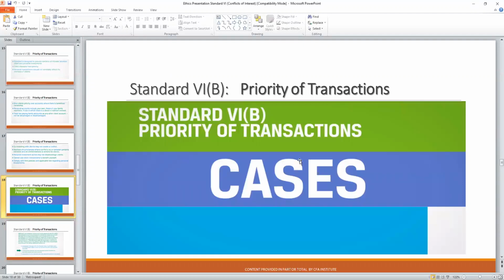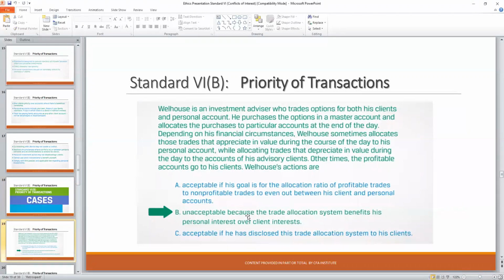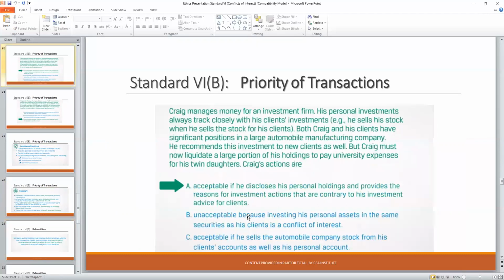So here's a couple of cases with regard to Standard 6B. The first one is Wellhouse, an investment advisor who trades options for both his clients and personal accounts. He purchases the options in a master account and allocates the purchases to a particular account at the end of the day, depending on the financial circumstances. Wellhouse sometimes allocates those trades that appreciate in value during the course of the day to his personal account, while allocating trades that depreciate to his advisory clients. So this is clearly unacceptable because the trade allocation system benefits his personal interest over his clients.